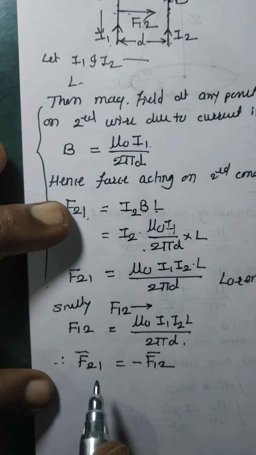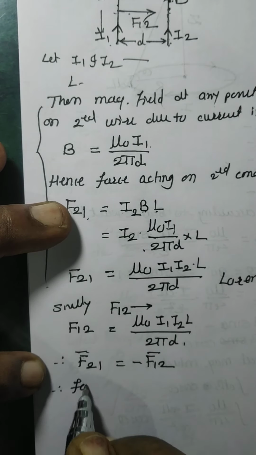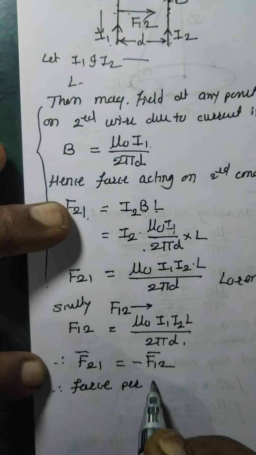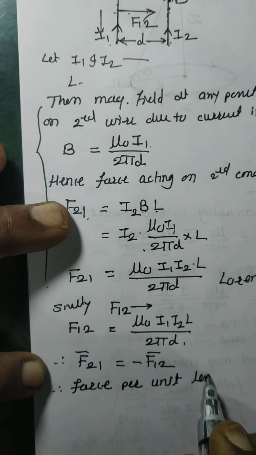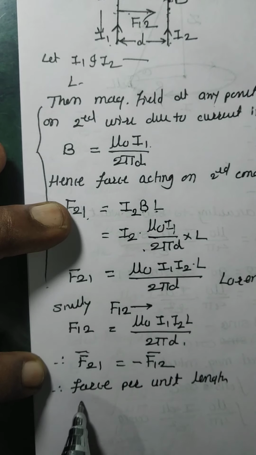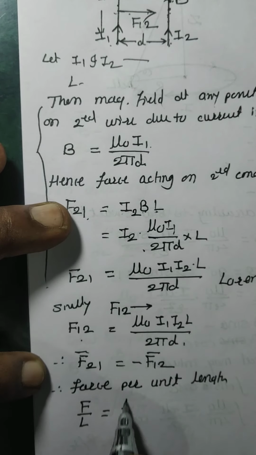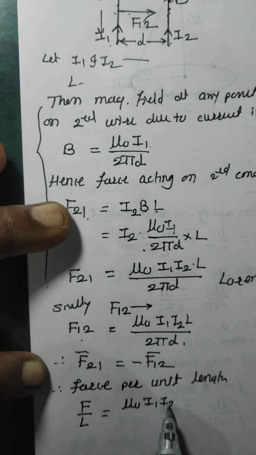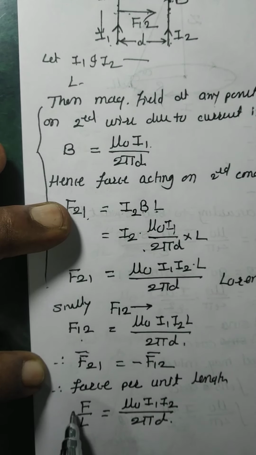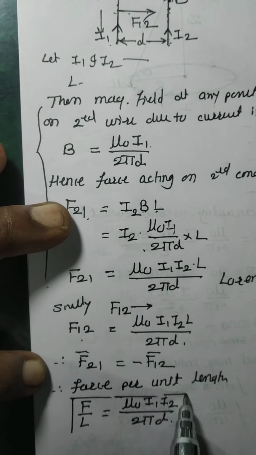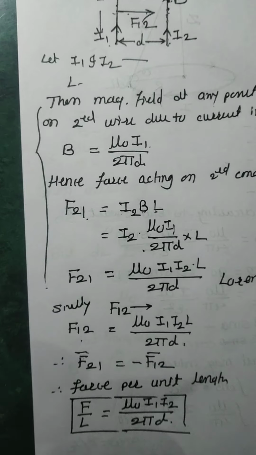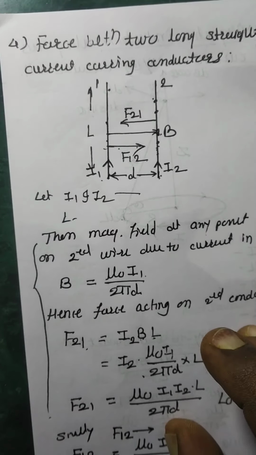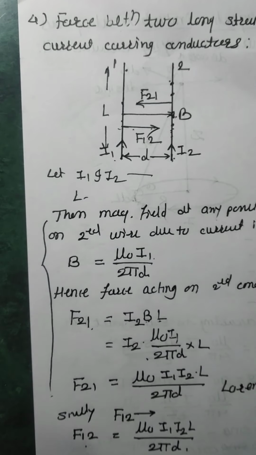This is the force, and therefore force per unit length, that is force per unit length is equal to, just dividing by length, mu naught I1 I2 divided by 2 pi d. This is the force per unit length between two long straight parallel current carrying conductors.